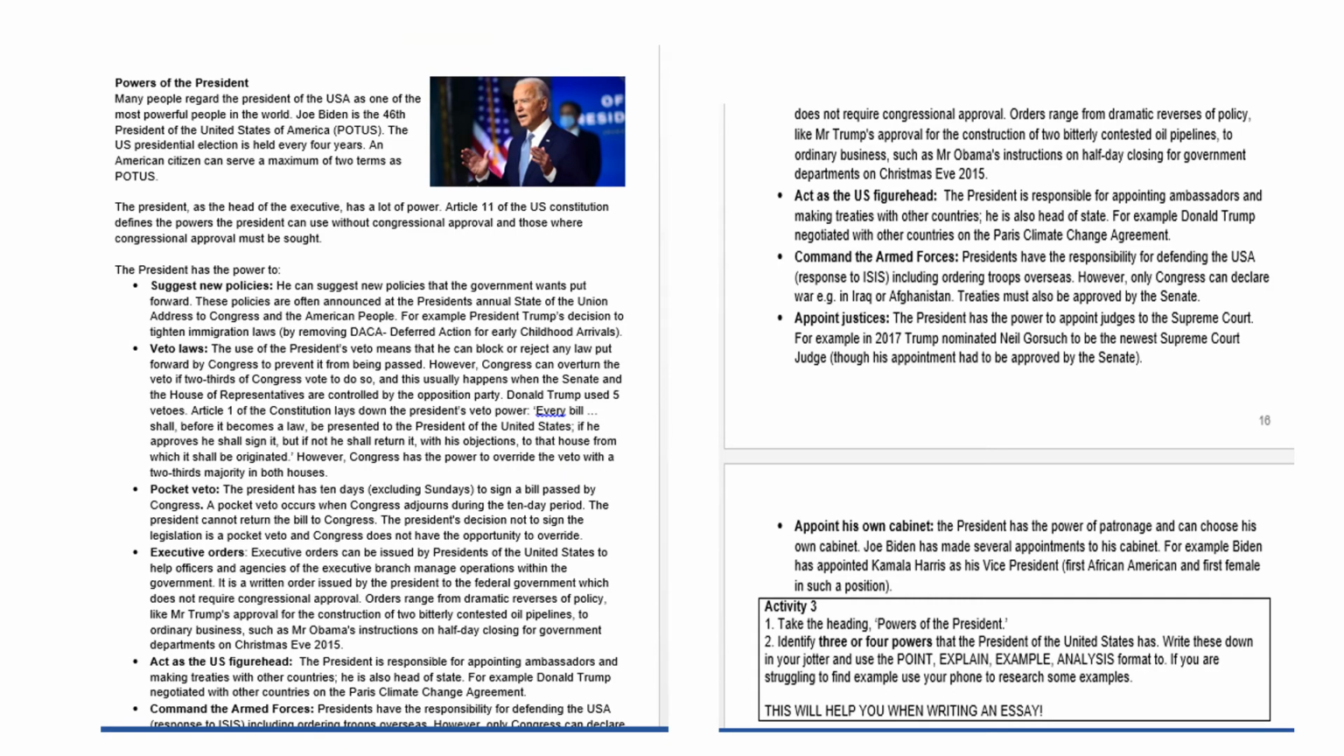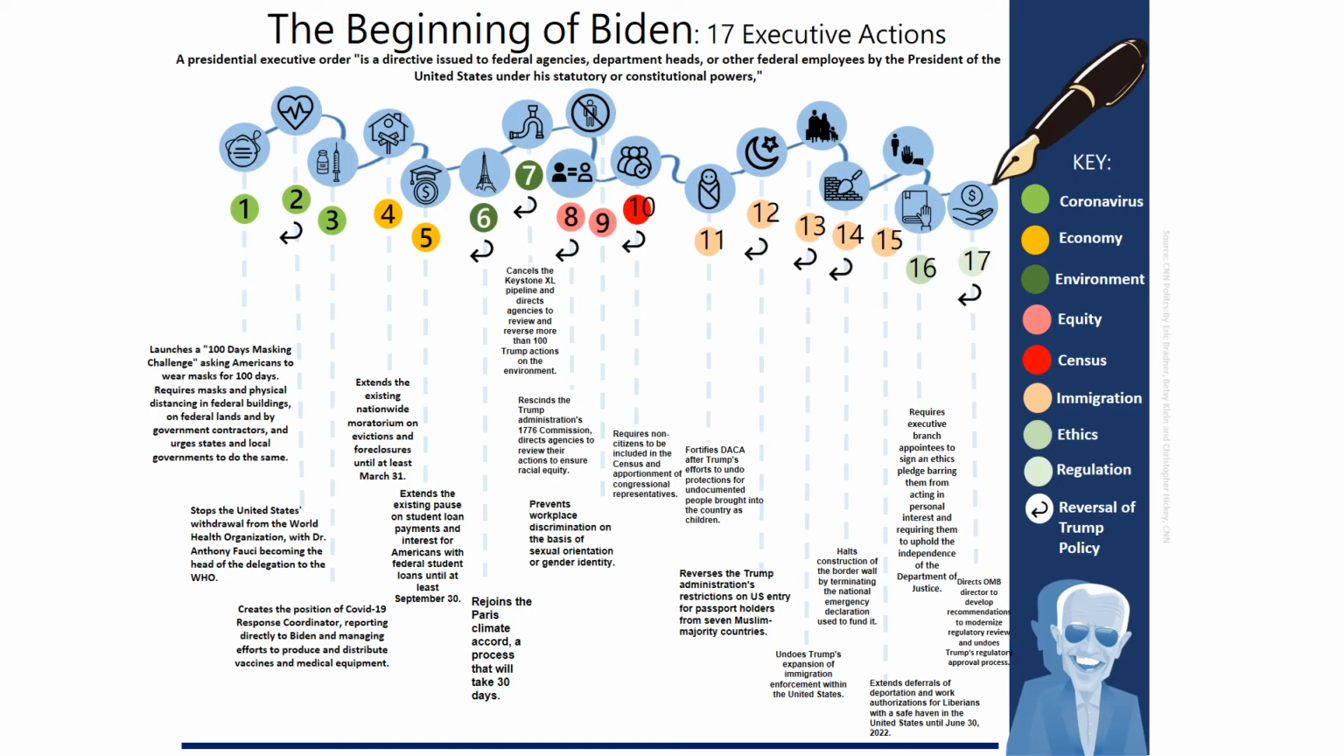Now you have these 2 pages here in your booklet, which I'll discuss in a moment, which detail some of the powers that the US president has, which you'll be finding out more about. Now, one of the main powers the president has is being able to introduce executive action. So a presidential executive order is a directive issued to federal agencies, department heads or other federal employees by the President of the United States under his statutory or constitutional powers.